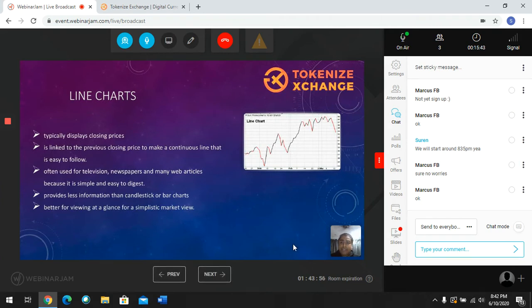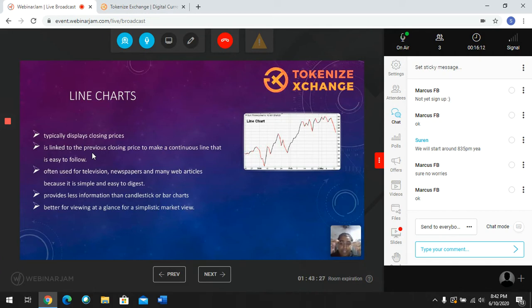First of all, we have our line charts. They typically display closing prices. It only displays closing prices, and all the patterns are purely based on closing price. It links to the previous closing price to make a continuous line that is easy to follow. For a beginner, I would suggest starting with line charts, because it's easier for you to understand what's happening to the trend.